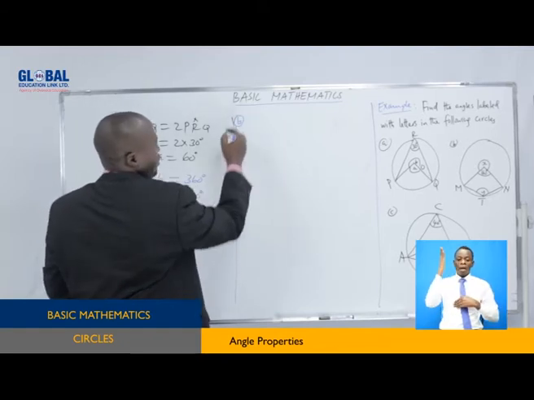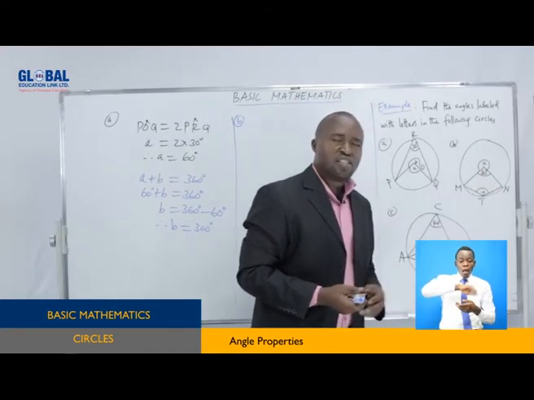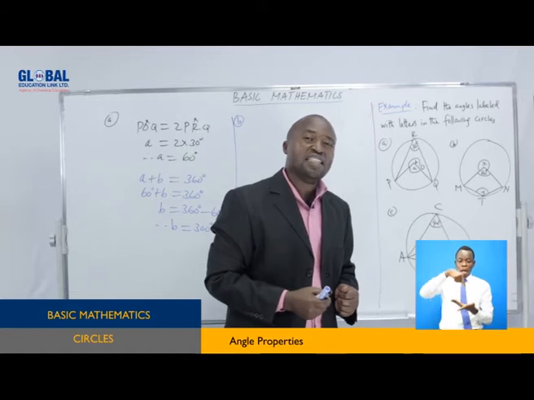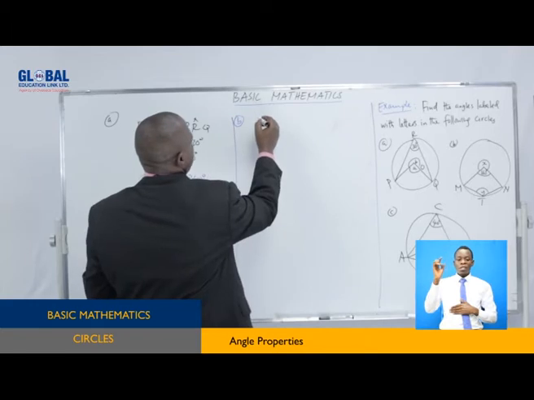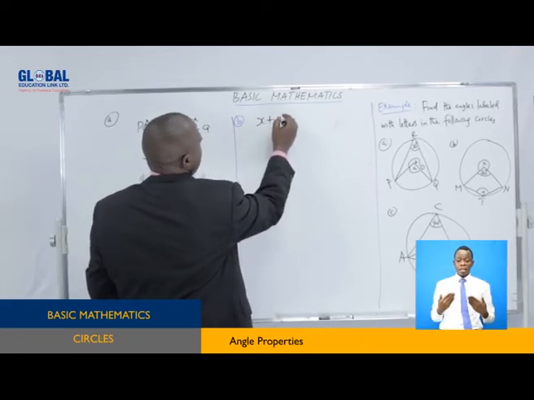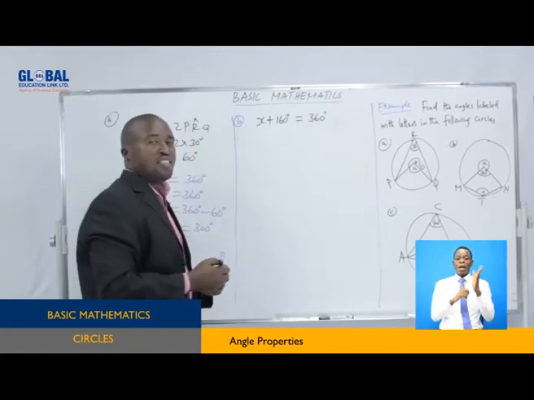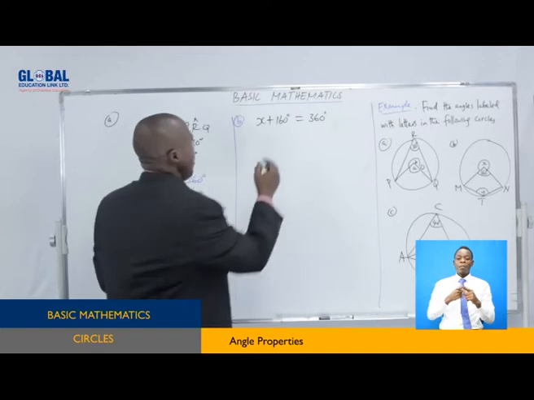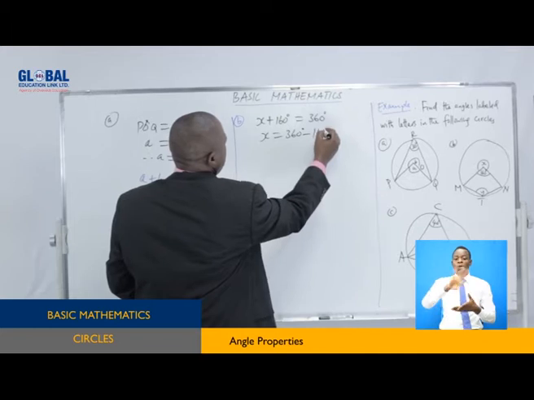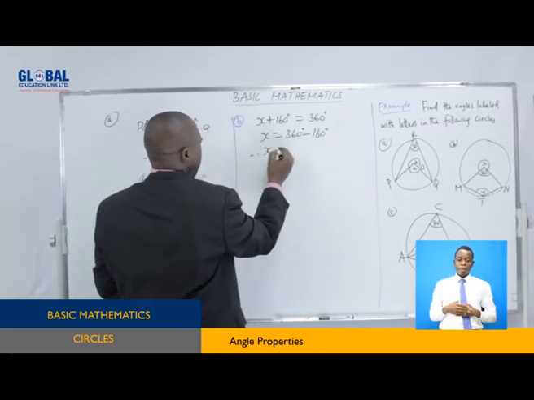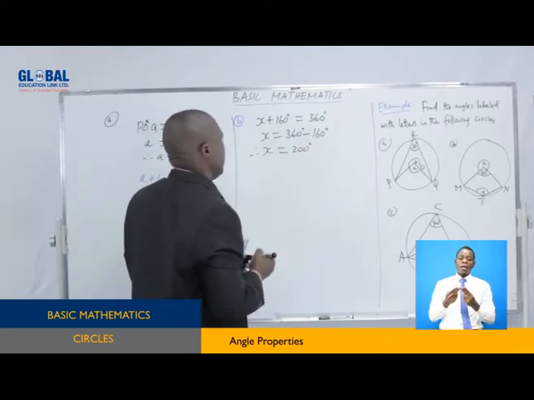So that is B. Now remember, the sum of angles at the center of the circle is equal to 360. So in this case, we say XC plus 160 is equal to 360 degrees. That is sum of angles at the center of the circle. Therefore, XC is equal to 360 degrees minus 160 degrees. Therefore, XC is equal to 200 degrees.